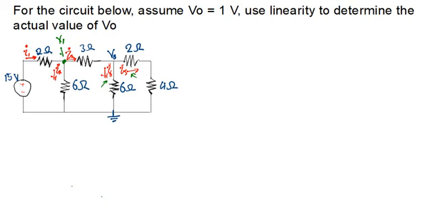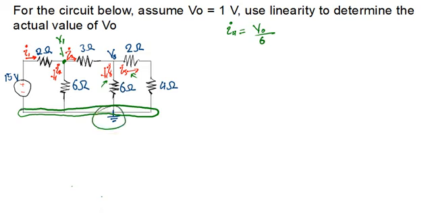So what I'll do here is say my I4 will be equal to my VO divided by the resistance there, which is 6. When I look at this part here, just remind ourselves this part here is one node, and that's where the reference node is indicated. So that's just one node there. Remember that the reference node voltage is equal to 0. We have made an assumption that VO is 1, so we divide by 6 there. So I found that our I4 is equal to 1 over 6.